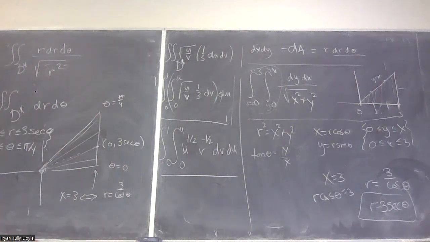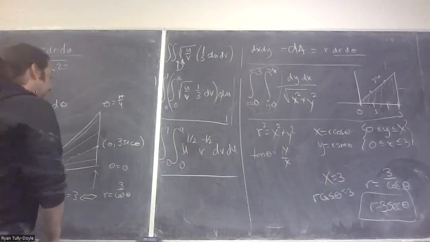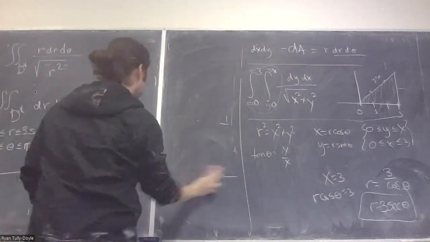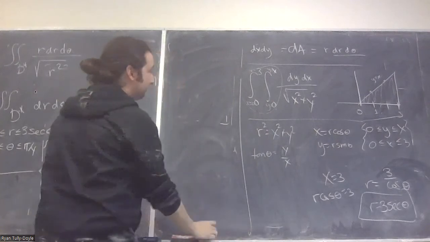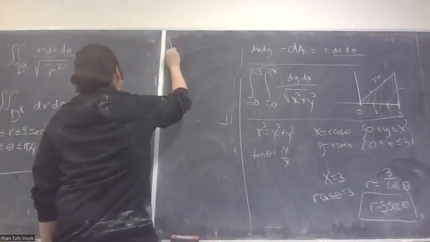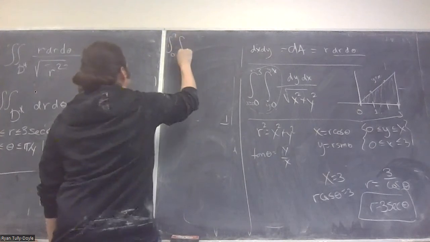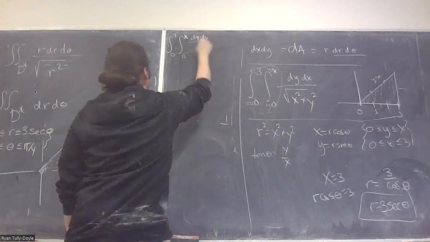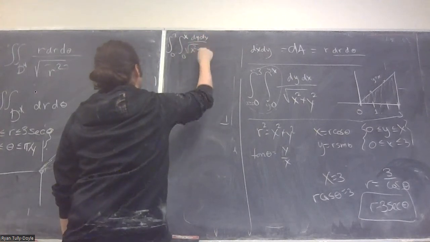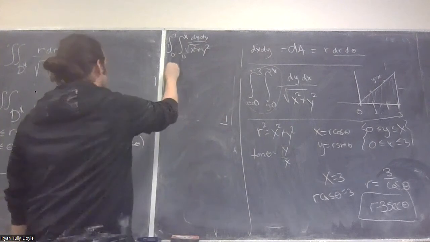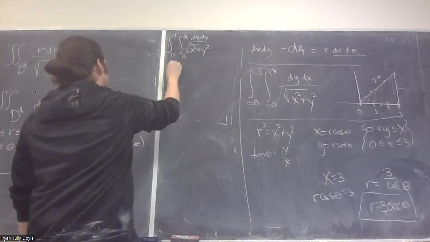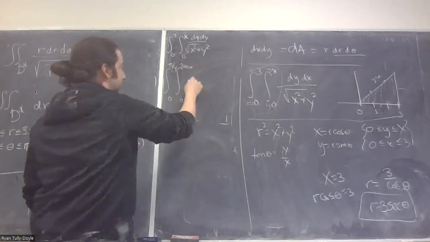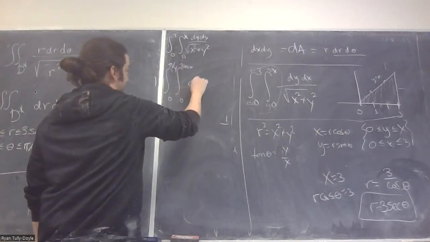So now I'm ready to solve the problem. After all this, if you've done it correctly and you're finished, you get something you can actually integrate. It turns out that the integral from 0 to 3 of the integral from 0 to x of dy dx over the square root of x squared plus y squared in polar coordinates becomes the integral from 0 to pi over 4, the integral from 0 to 3 times the secant of theta of just dr d theta.